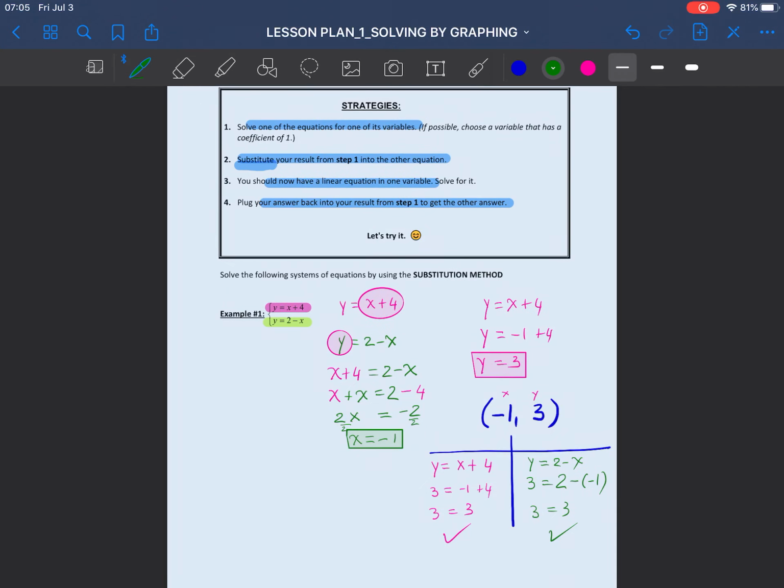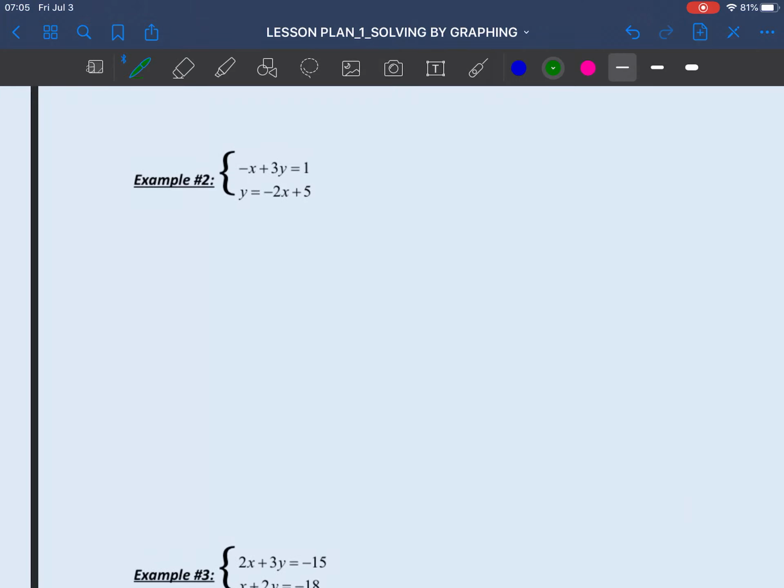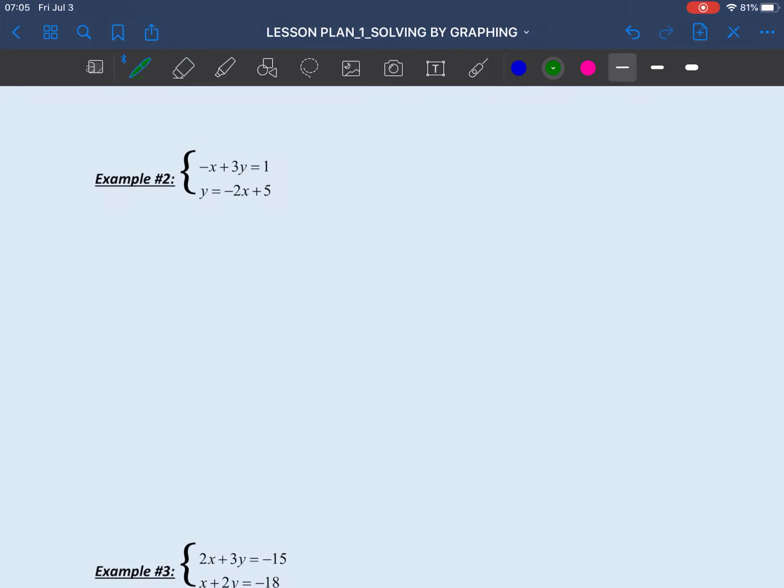Okay, so let's move on to another example. Remember, the more examples you do or the more you practice, the easier it comes to you, like the solution, and it's going to be easier and faster. You're going to get faster at solving these systems. Here goes the second example.